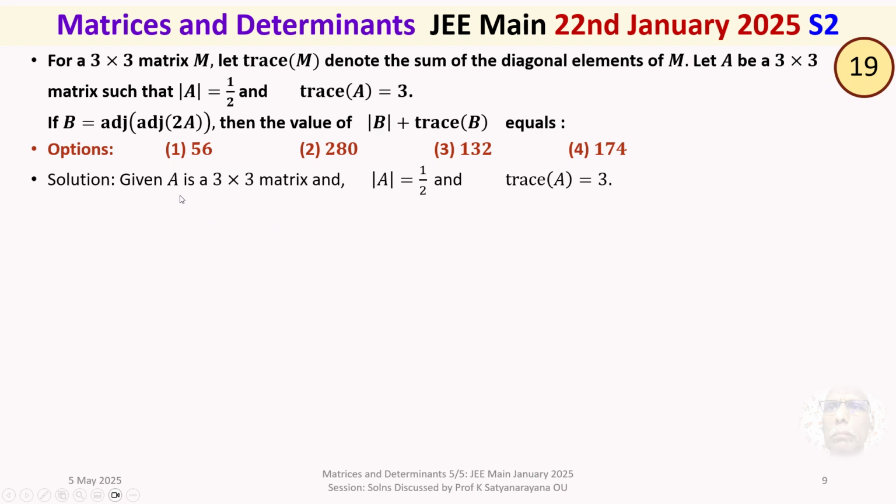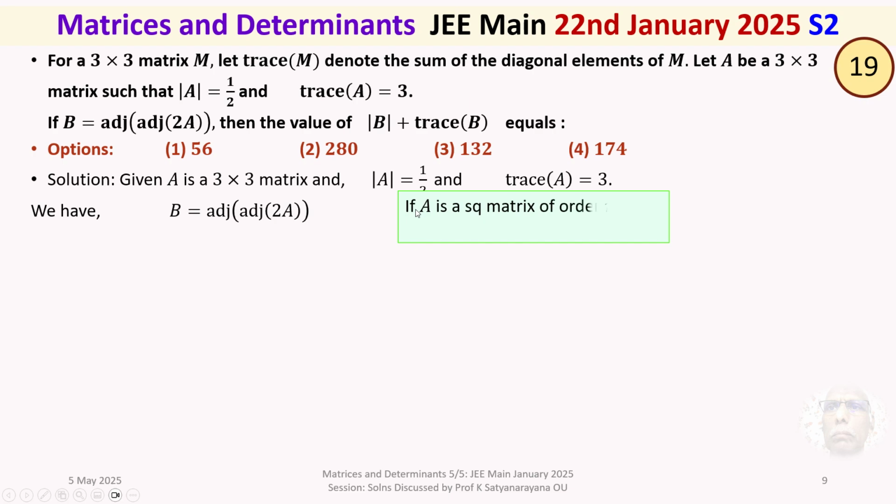We are given a 3 by 3 matrix. We are given the determinant of that matrix is 1 by 2 and the trace of A is 3. And we are given B is equal to the adjoint of 2A, and we have to find its determinant and its trace and add them. What is the answer? Right. B is equal to the adjoint of 2A.